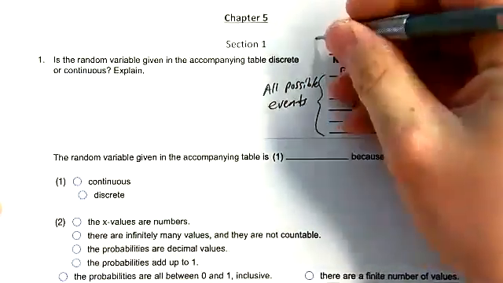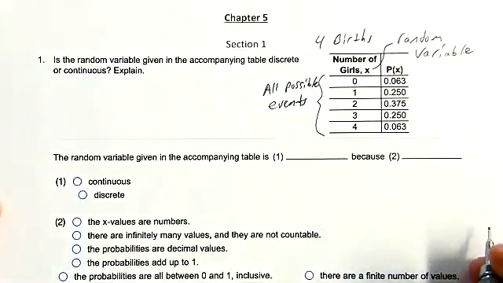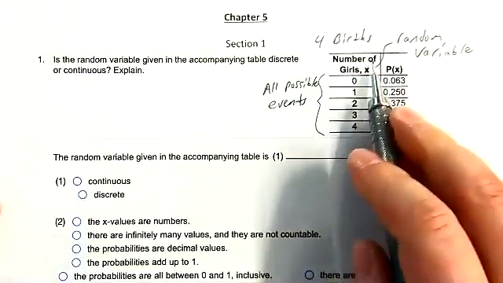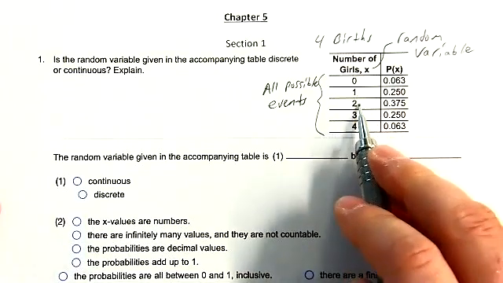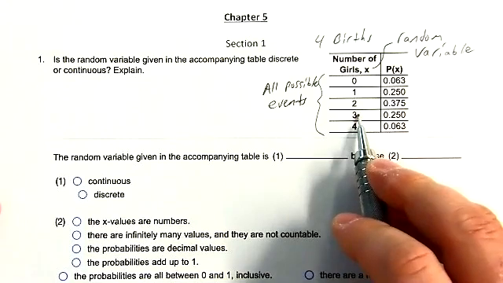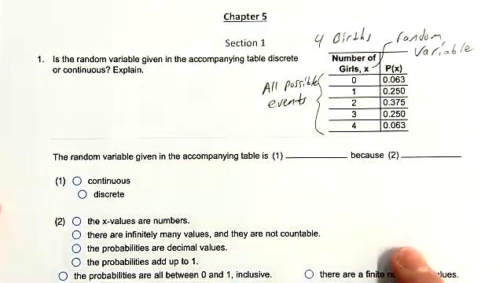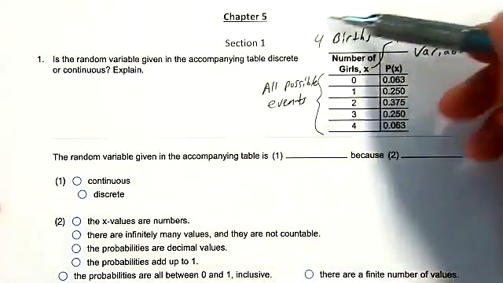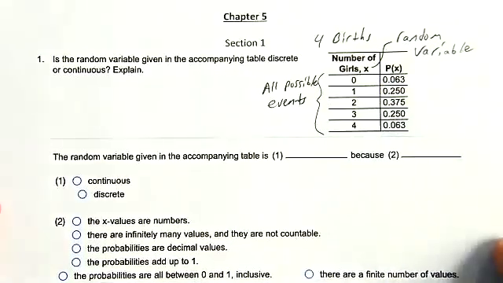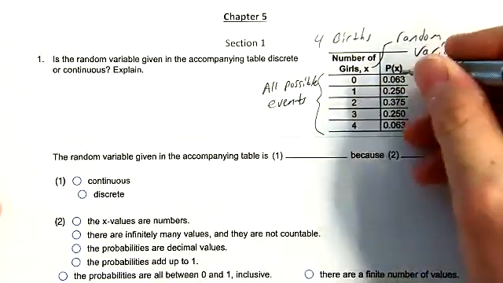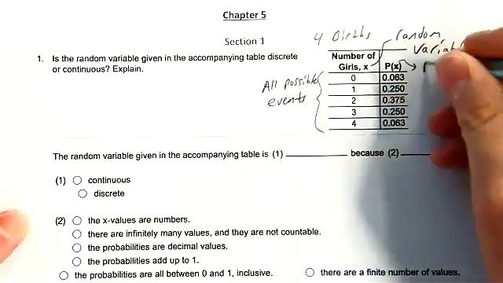So if we're having 4 births, here are all the possibilities for the number of girls. You could have 0 girls out of that 4. You could have 1 girl out of the 4. You could have 2 girls out of the 4. You could have 3 girls out of the 4, or you could have all 4 being girls. So hopefully, once we know what our event generally is, it should be pretty easy to come up with these values. Now, this side over here is the probability of each of these cases.